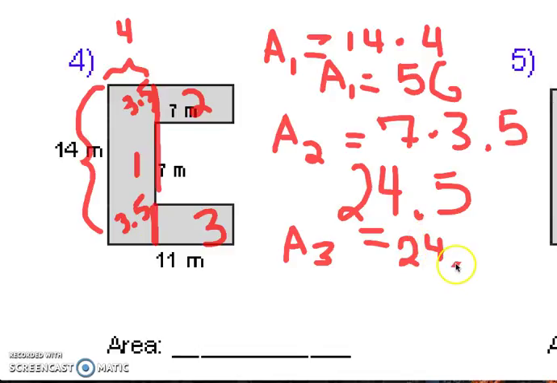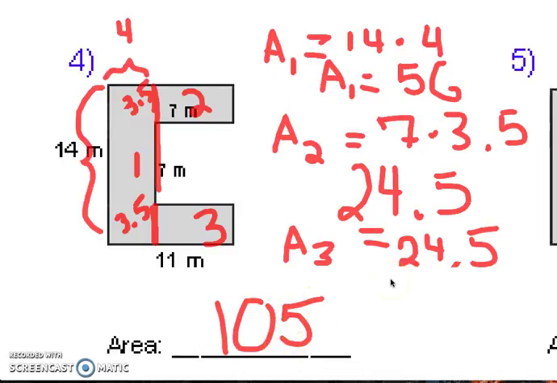Then we're going to add the area of our 3 shapes. So we have 56 plus 24.5 plus 24.5, and it takes a little bit of mental math, and you get your final answer, which is 105.